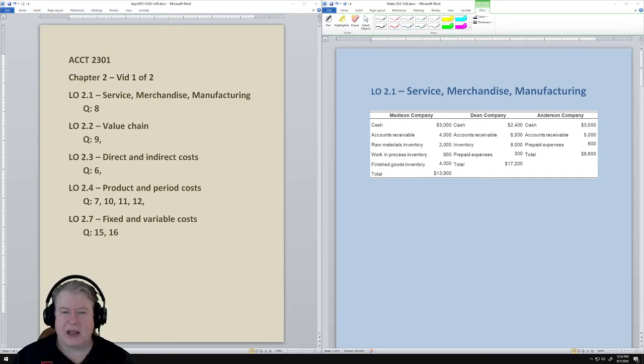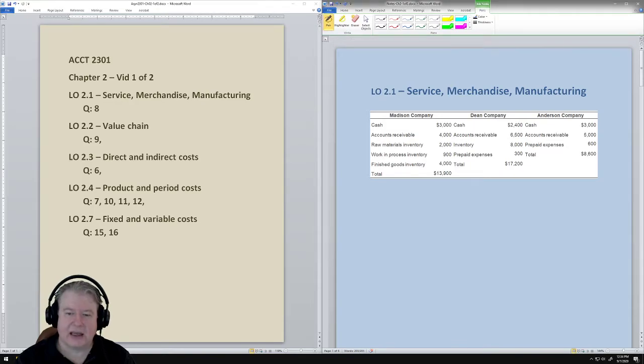So let's go ahead and get into it. The first learning objective is how do you distinguish between a service, merchandising, and a manufacturing company? Those are the kind of categories that we look at in general.